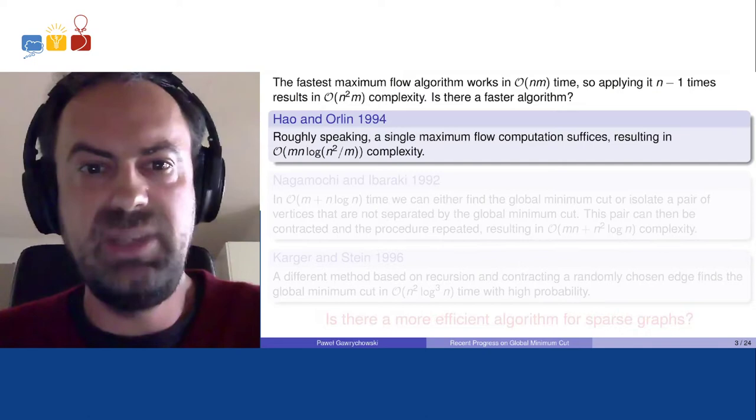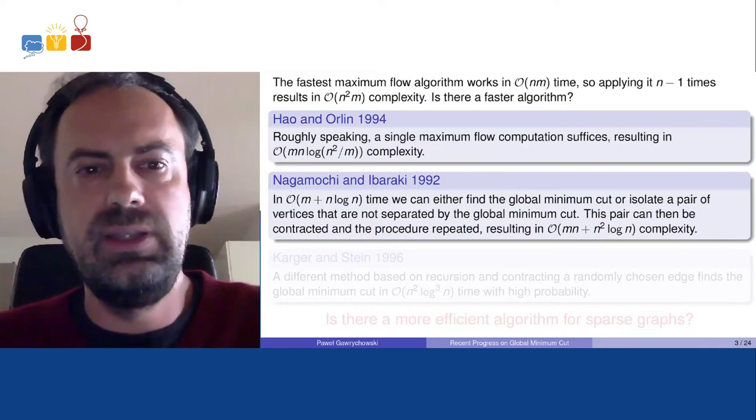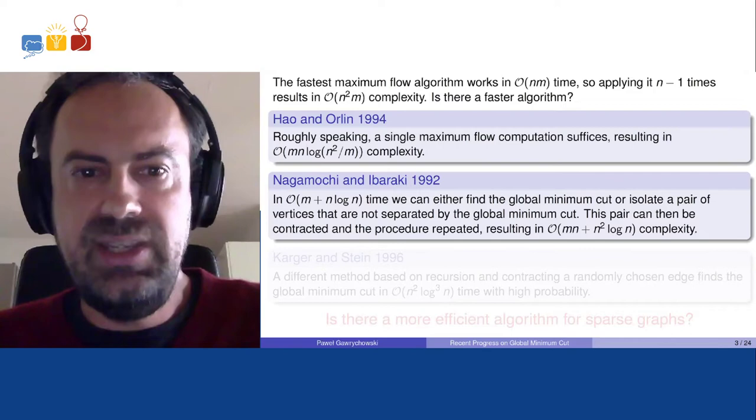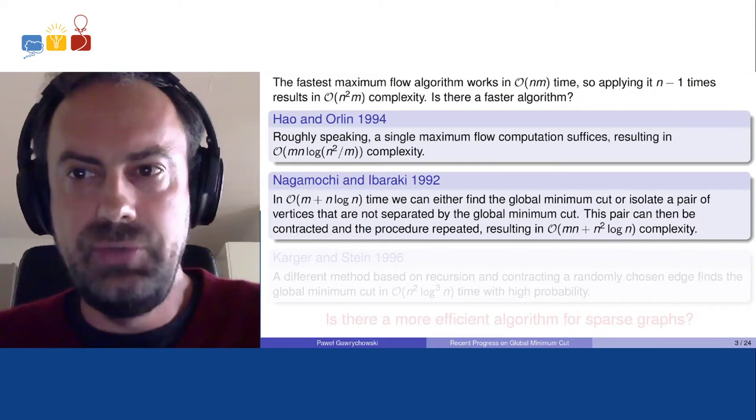And actually even before that, there was a different approach in '92 by Nagamochi and Ibaraki. They had this very cute observation or theorem that in almost linear time, M plus N log N time, you can either find the global minimum cut, so you find the answer, or you will figure out two nodes U and V with the property that they're not separated. So they're both on the same side of the global minimum cut. And in such case, you can contract this pair of nodes. So you just glue them together and you continue.